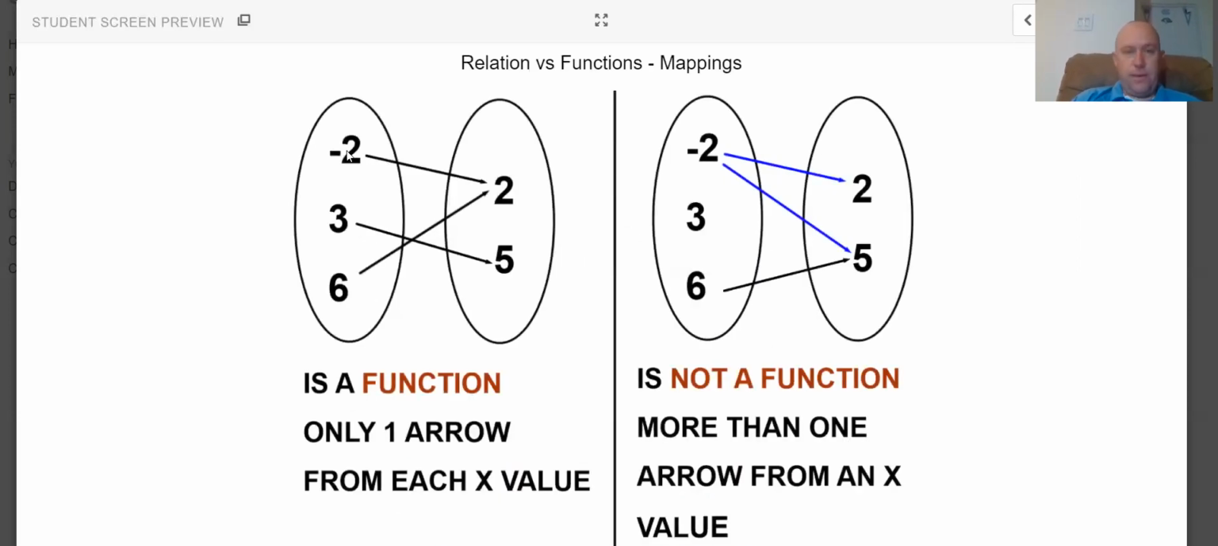From our mapping, all we look at is the number of arrows leaving each x value. So 1 arrow, 1 arrow, 1 arrow. That means that it's a function. Whereas if I look at the mapping on the right, you can see that there are multiple arrows coming from this number here. And for that reason, this is not a function. So we're only focused on the x values. And for a mapping, that would be your left-hand oval.